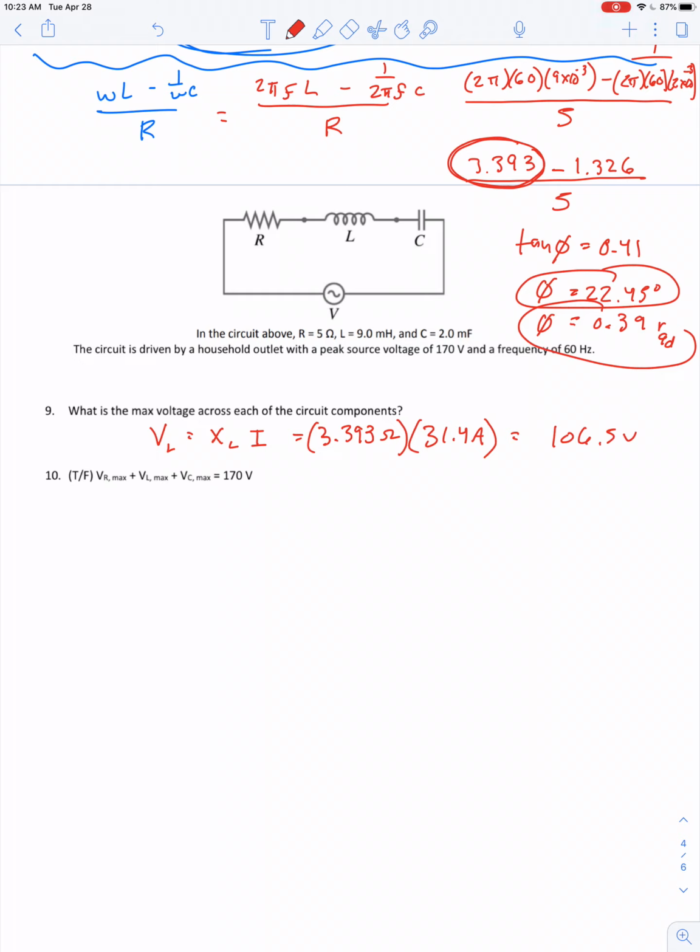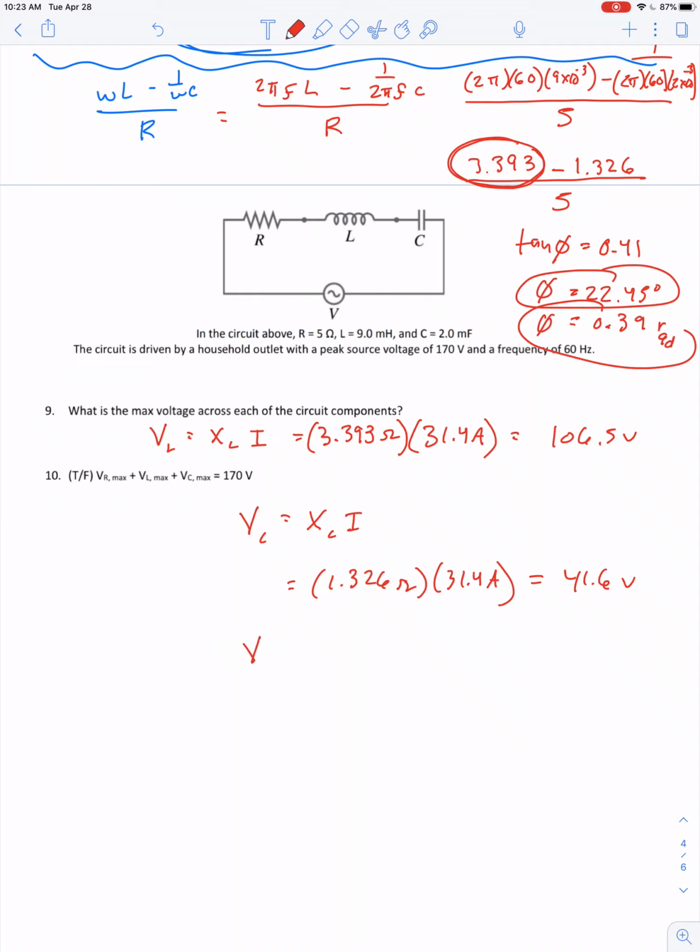106.5 volts. The maximum voltage across the capacitor is capacitive reactance times maximum current. So this is 1.326 ohms multiplied by 31.4 amps. And that comes out to 41.6 volts.